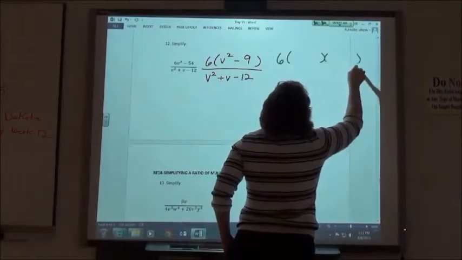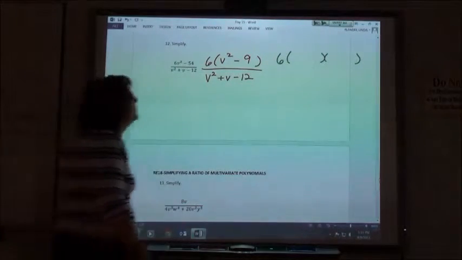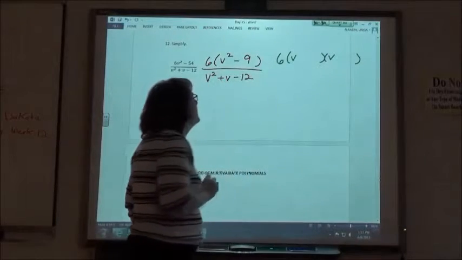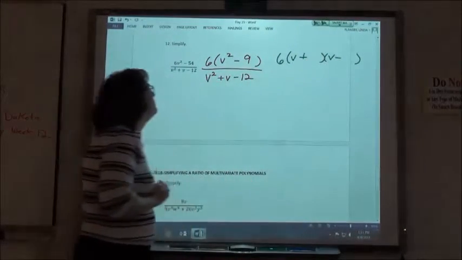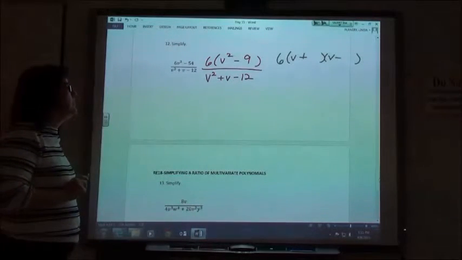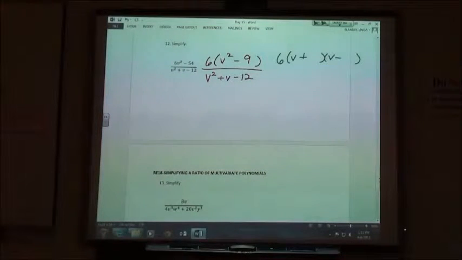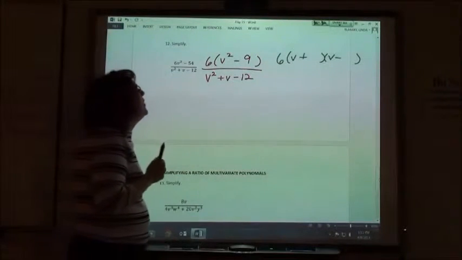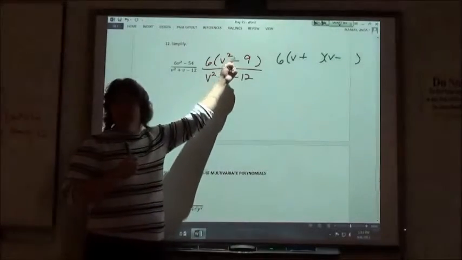After the top one, we still keep our 6, and we go v and v, and a positive and a negative. Hmm. And we need to come up with what times what is 9? Oh, okay, we're multiplying. 3 and 3. Now, what are we trying to get in the middle? 0 v's, right?